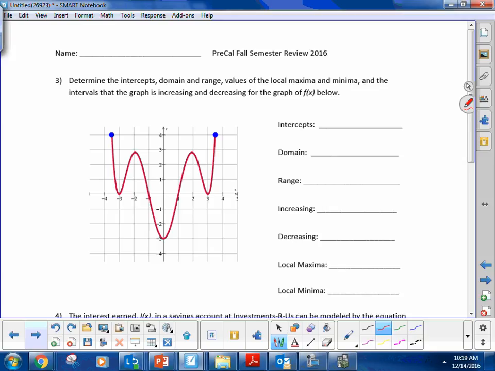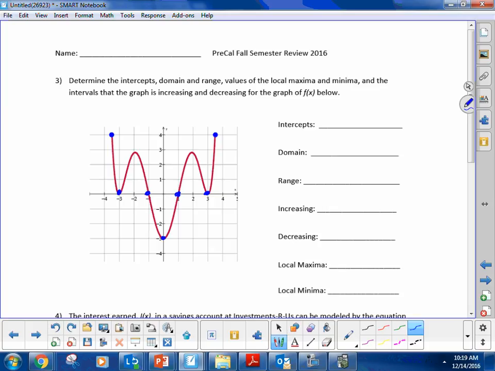All right, now this one, they asked us to determine the intercepts, domain and range, values, local maximum and minimum, and the intervals the graph is increasing and decreasing for the graph below. Now, when you think about these graphs, intercepts, most people have a good, healthy sense how to find those. Here's an intercept. Actually, let me change color so it could look a little bit better. Let me go ahead and use a very contrasting color, blue. Intercept, intercept, intercept, intercept, and intercept.